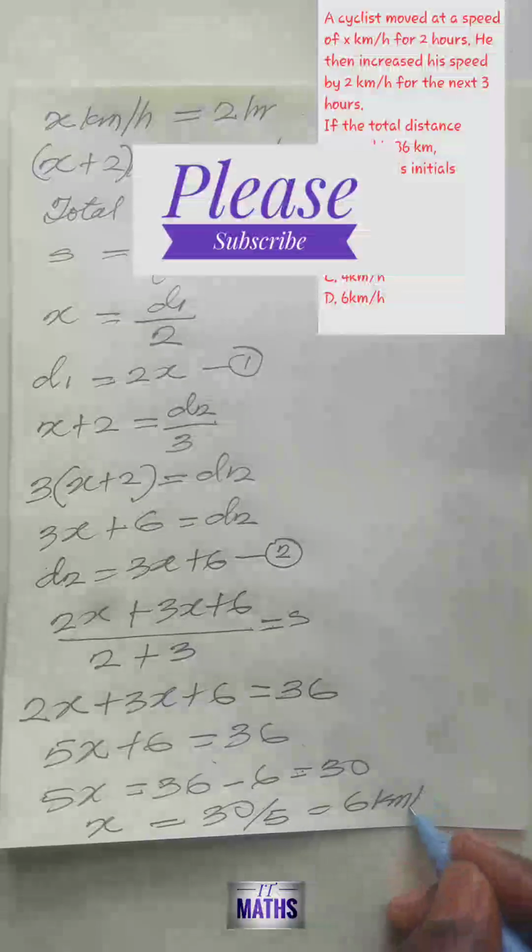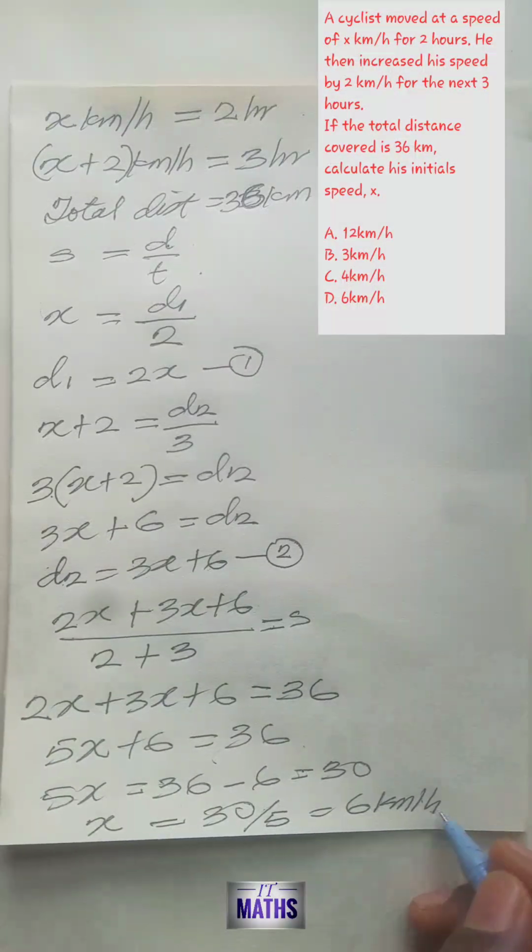Remember, it was speed. x is speed per hour. And what answer is that? That is D.